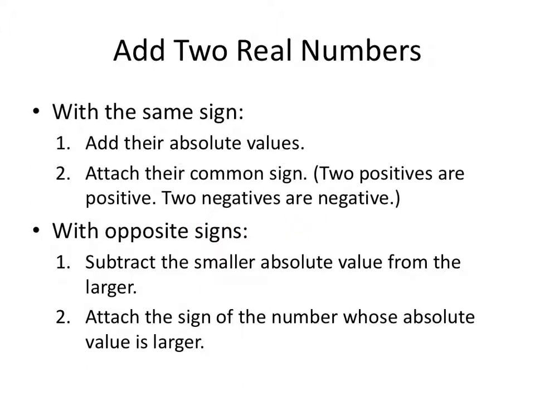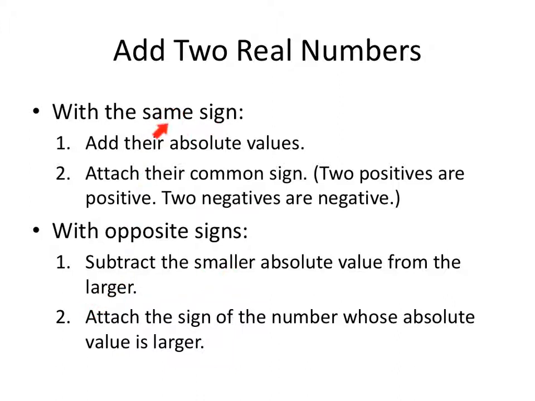Alright? If they have opposite signs, so you have a 2 plus a negative 3, subtract the smaller absolute value from the larger. And basically that says, ignore sign, absolute value, take the biggest and subtract the smallest. Now, is your answer going to be positive or negative? Attach the sign of the number whose absolute value is larger. So big minus little has the sign of big.